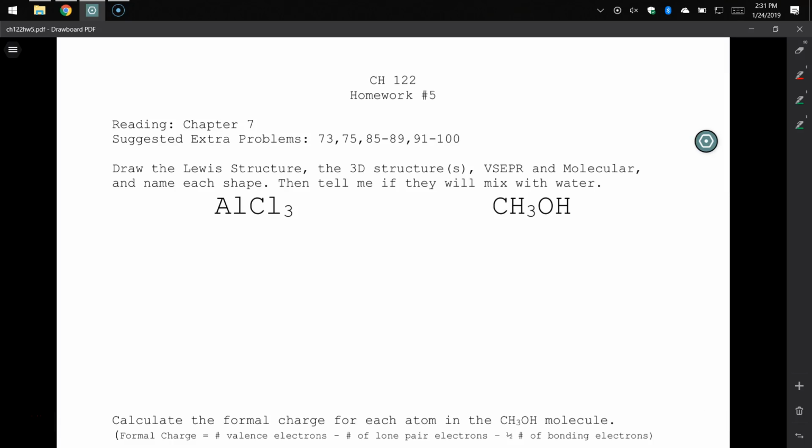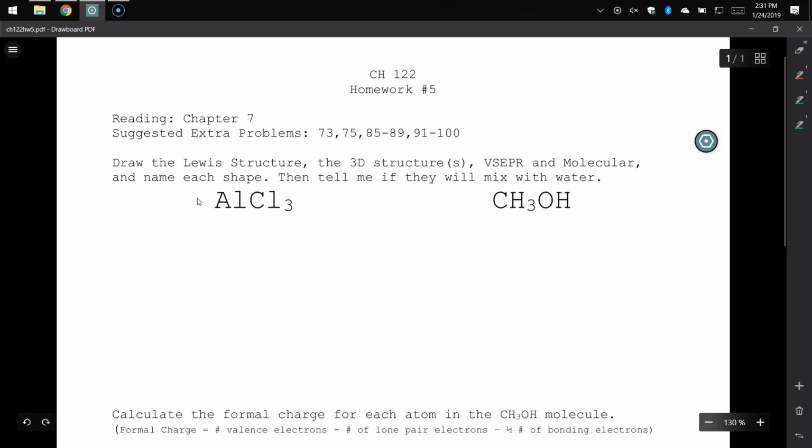Okay, let's go ahead and draw Lewis structures in 3D and describe VSEPR and molecular shapes, and then tell me if they're going to mix with water or not. So, let's start off with 3 electrons for the aluminum and 7 times 3 electrons for the chlorine. So 24 electrons to deal with.